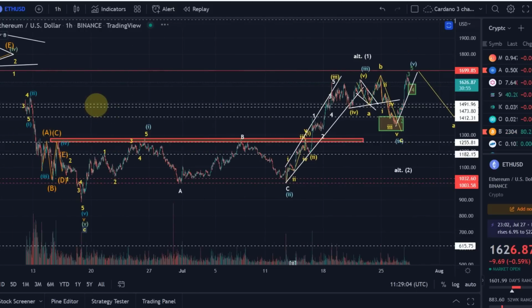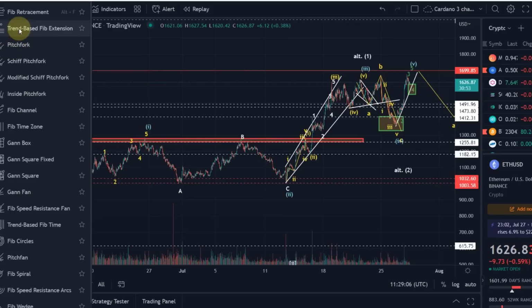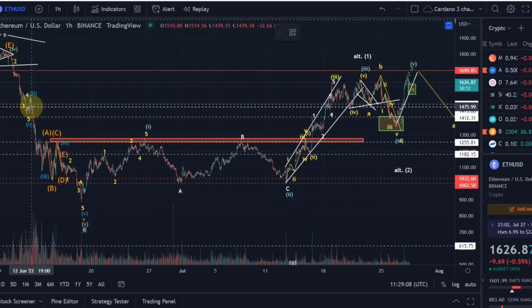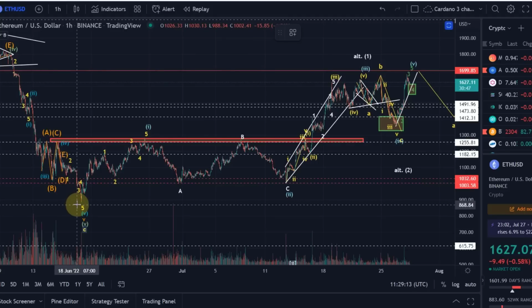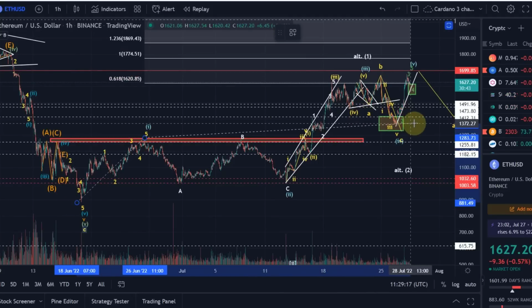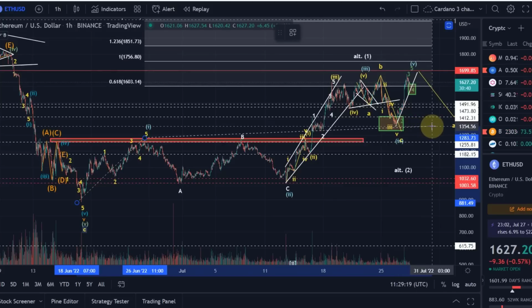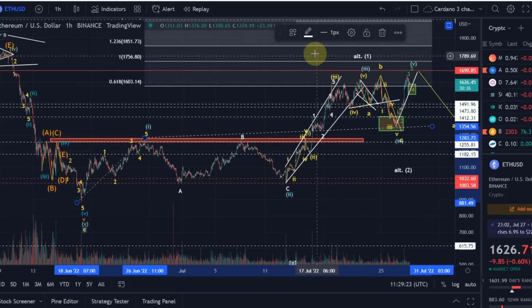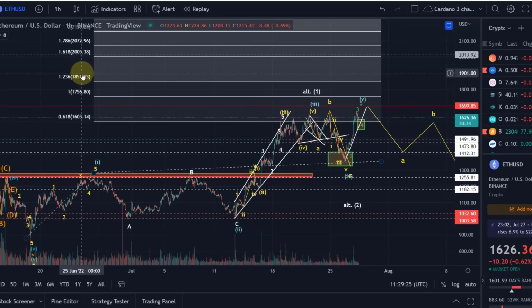So what we do, one way to play this is we will take the length of the wave 1 down here. That is one way of calculating a target for wave 5, and we add it to the low of wave 4 from yesterday. Then the first target would be the 1756 level. That is the 1-to-1 ratio. Second target would be $2,000, the 1.618 extension.